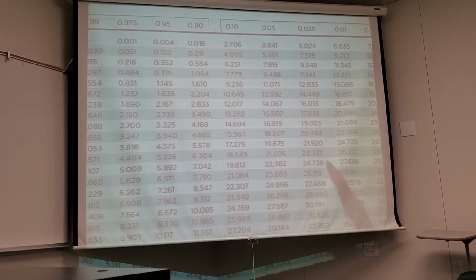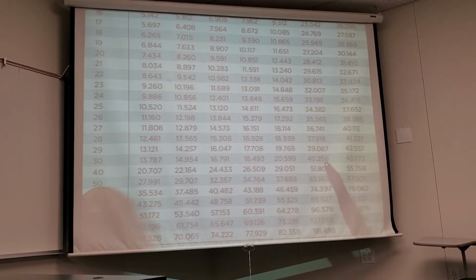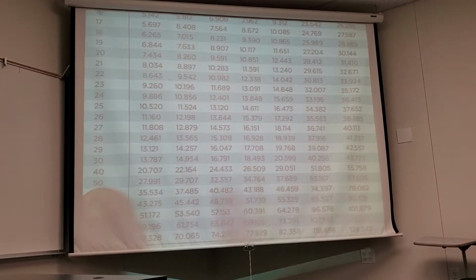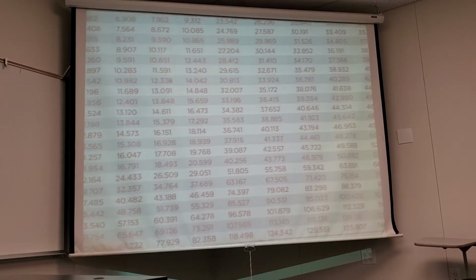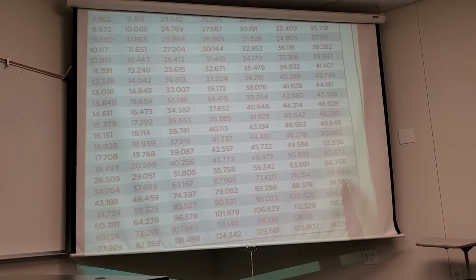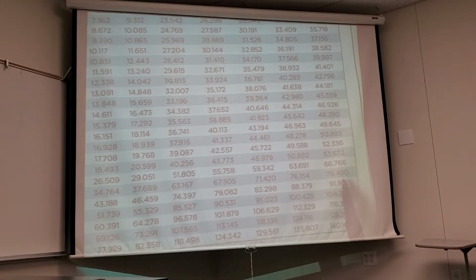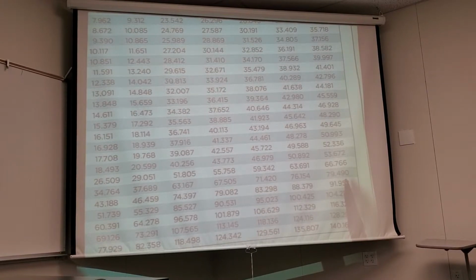51 categories. So I go to 50, and I want 0.005, which is the very last column. So I just go all the way over, and you get 79.490. How we do? I like it.